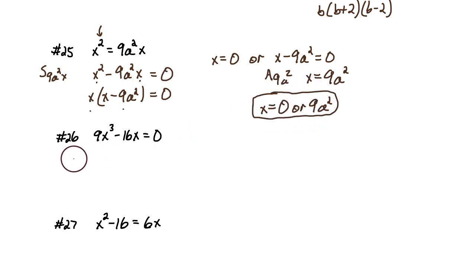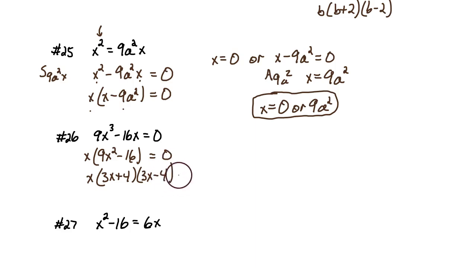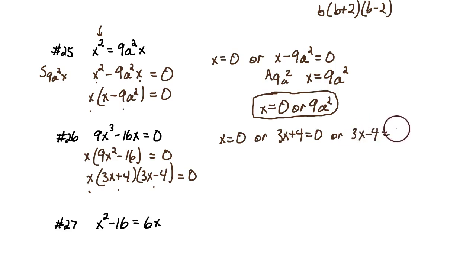Number 26, let's use that same technique. There's already a 0. We can factor this side. Let's factor out an x. That leaves 9x squared minus 16. This is a difference of squares, so it factors more, as 3x plus 4 times 3x minus 4. Now we can take our three factors and set them all equal to 0. So x equals 0, or 3x plus 4 equals 0, or 3x minus 4 equals 0.